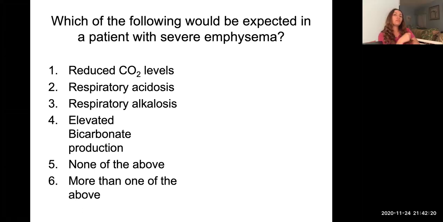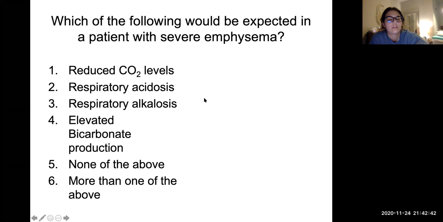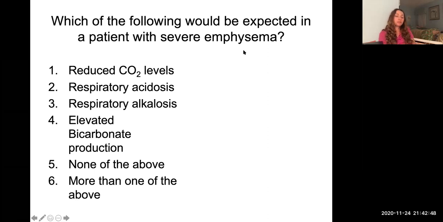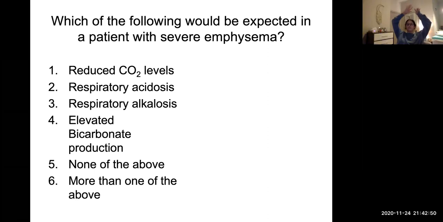All right. So, which of the following would be expected within a patient with severe emphysema? Reduced CO2 levels, respiratory acidosis, respiratory alkalosis, elevated bicarbonate production, none of the above, or more than one of the above. Well, I know which answer it is. Don't say it. Wait, hold on. Emphysema, that's an obstructive disease. Yes, it's an obstructive disorder.